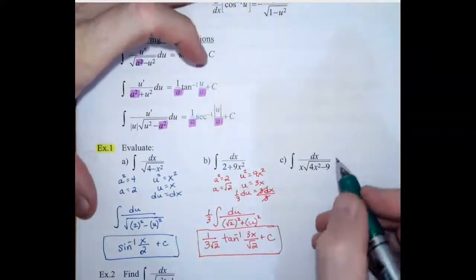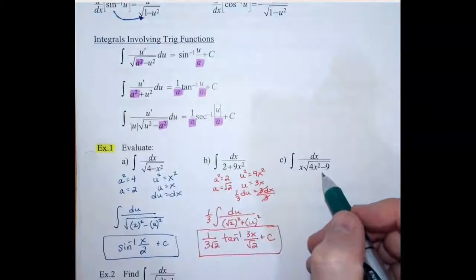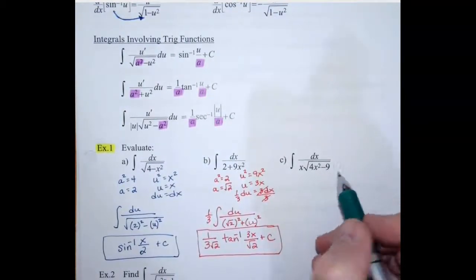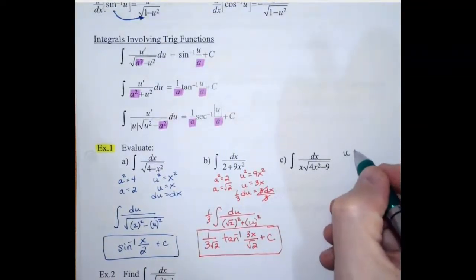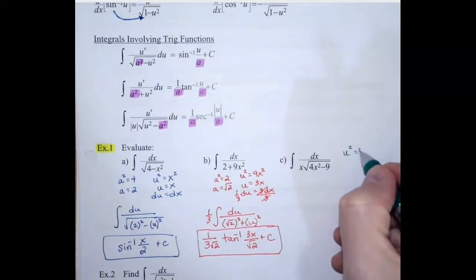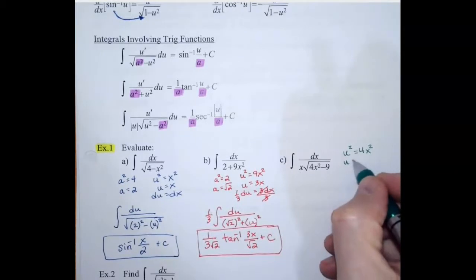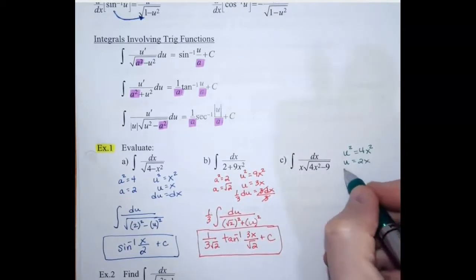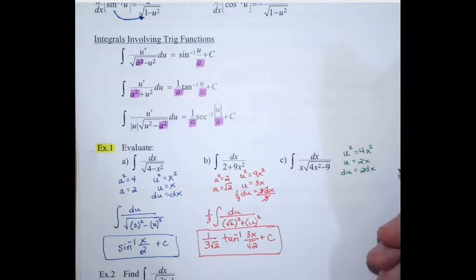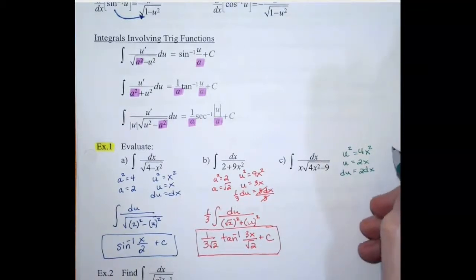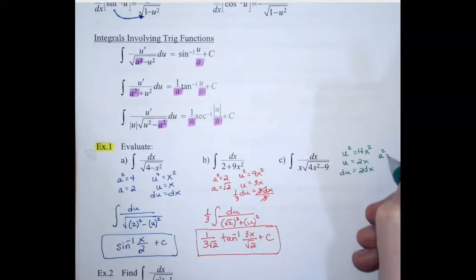So let's see here. This one is flipped over. So u, I guess I could start with u squared. U squared is 4x squared. So u is 2x. du is 2 dx. Okay. Now this gets a little bit tricky. A squared is 9, so a is 3.